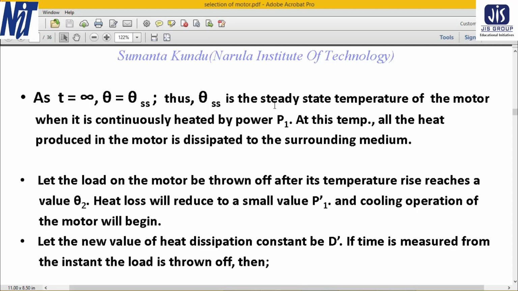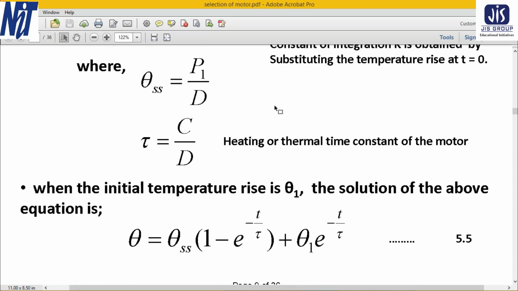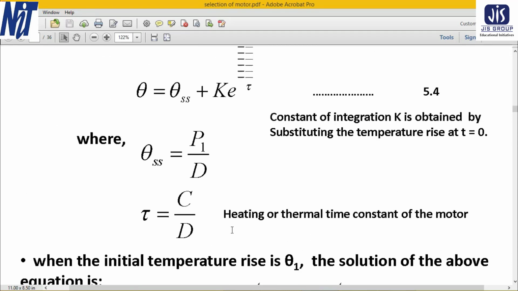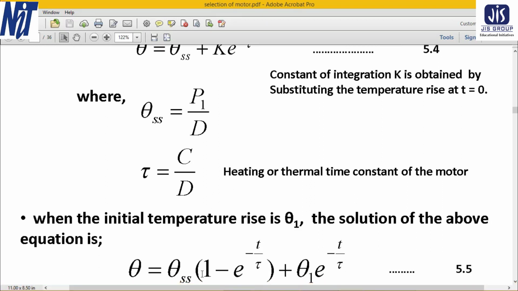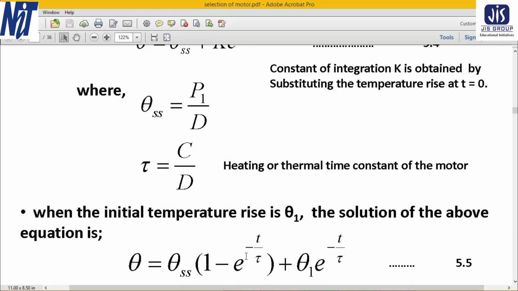Now, we have taken the temperature rise from 0 to θ1. Previously I had taken the initial condition 0 and now the temperature rises to θ1. So the equation θ = θs + k e^(-t/τ) will become θ = θs(1 - e^(-t/τ)) plus the initial condition term. It's just mathematics. So the equation will become this.